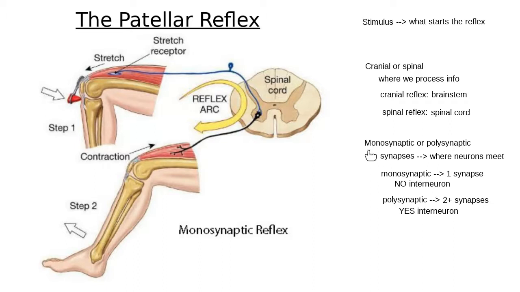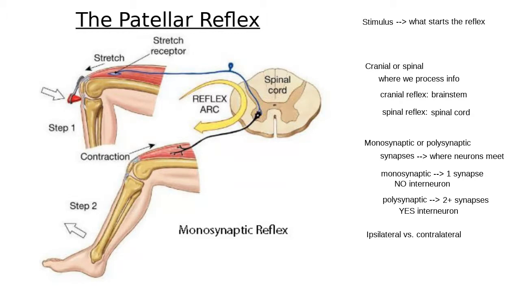So we need to know basically the number of synapses, the number of places that neurons share information. We need to know where we process the information. We need to know what it is that causes us to do this reflex. And the final thing that we need to know is which side or sides of the body respond in the reflex. If I talk about an ipsilateral reflex, what does ipsilateral mean?